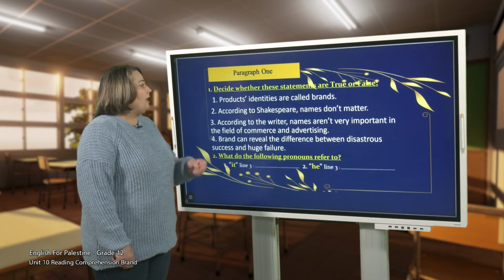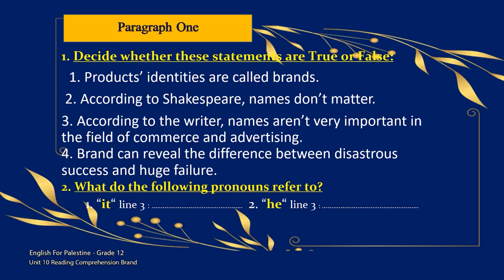Now, products' identities are called brands. Is it true or false? Let's see. It is true. Very good. Now, according to Shakespeare, names do not matter. True or false? Exactly, it is true. And number 3, according to the writer, names are not very important in the field of commerce and advertising. False. And finally, brand can reveal the difference between disastrous success and huge failure. It is false. Very good.